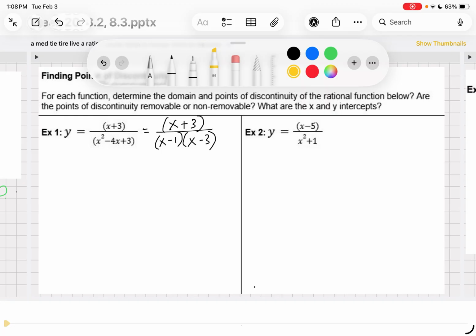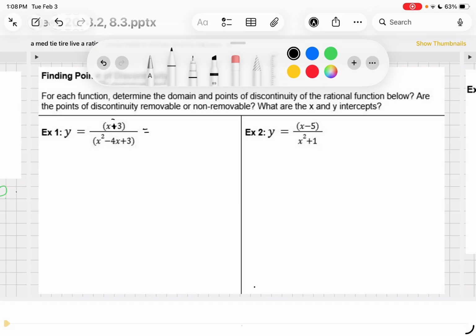Did I type this in? Oh, well, I think I may have had a typo right here. You know what? This top should be -3. My apologies, so let's rewrite. This should be a negative right here.